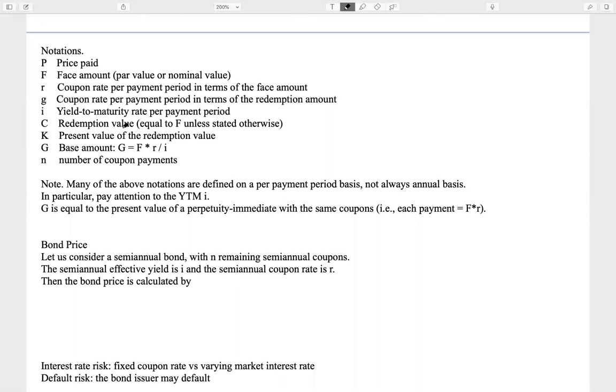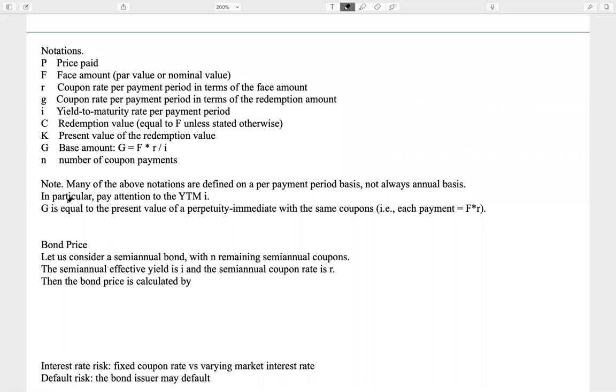C is the redemption value or redemption amount. C is equal to F in the default setup, but it does not have to be that way, right? So if C equals F, that means it's redeemed at par or redeemed at 100%. K is the present value of the redemption. So meaning this will be C times the discount factor. G is what we call the base value.